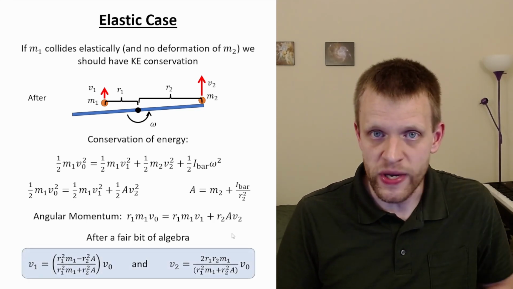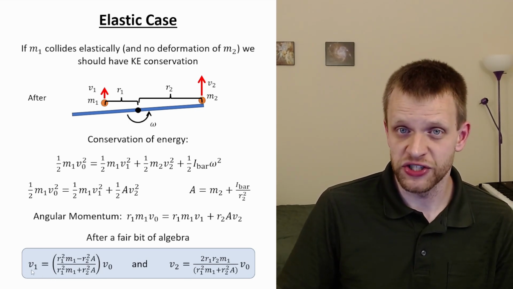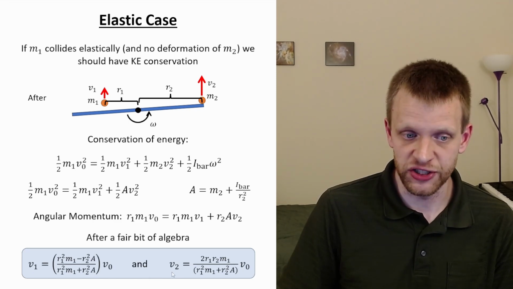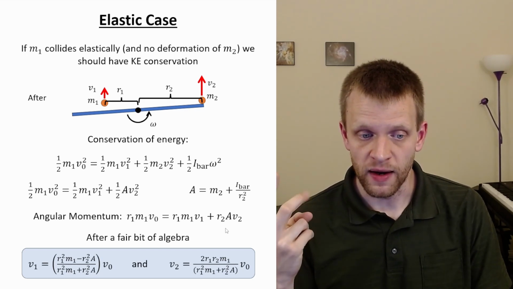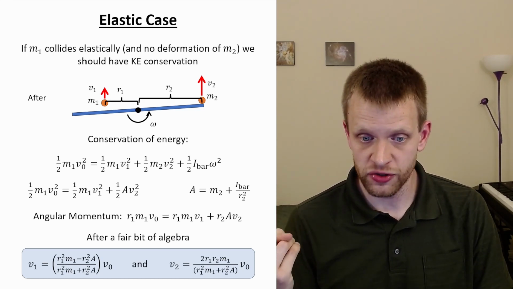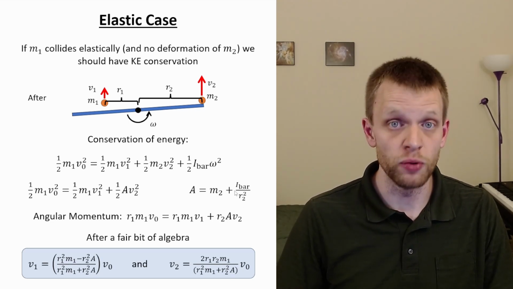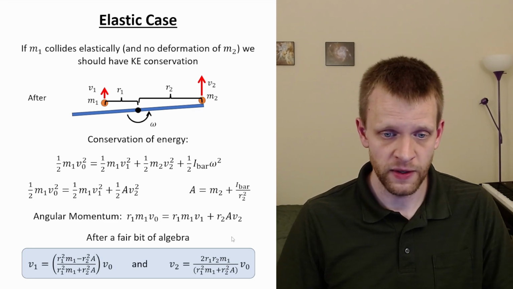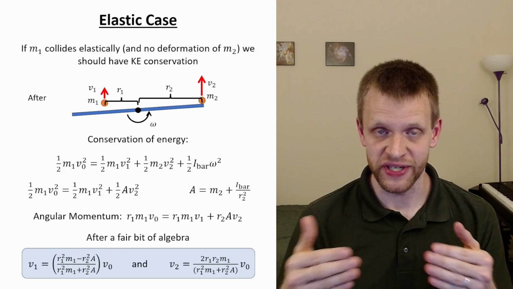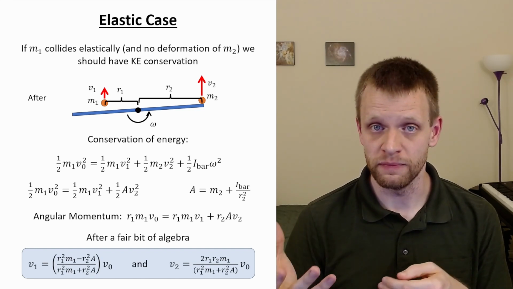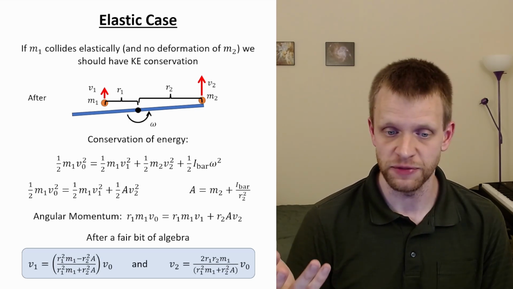But basically, we can derive two new equations for the velocities of objects 1 and 2 after the collision in terms of the two masses, m1 and m2, the two r distances, r1 and r2, and the moment of inertia. This capital A term includes that moment of inertia of the bar. So once again, we have a tool that we can then use to predict how the objects 1 and 2 are going to be moving after this collision. How is it going to be launched?